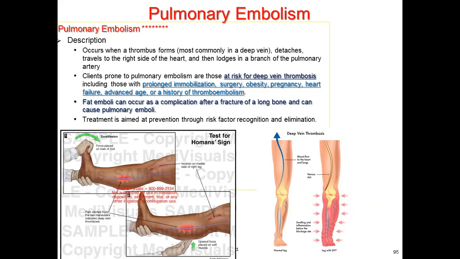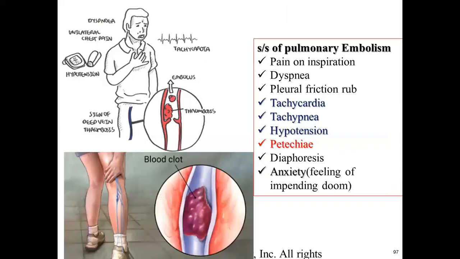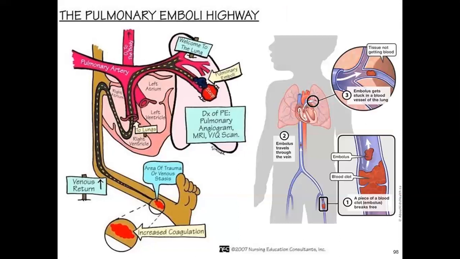When we take the history and assess the patient, we can see the patient started with a complication from deep vein thrombosis. The clients prone to pulmonary embolism are the stroke patients. What are the risk factors? Before going to the risk factors, let me explain something.